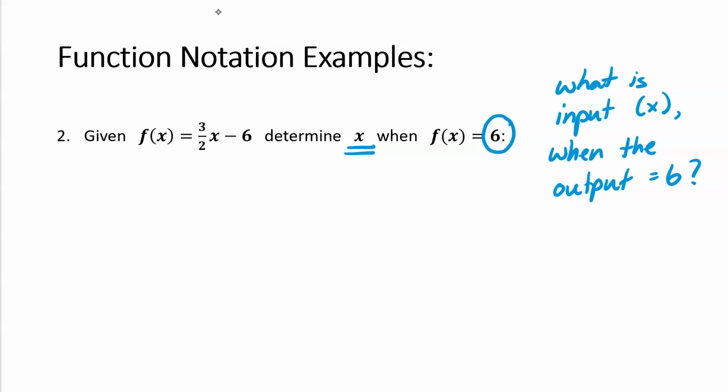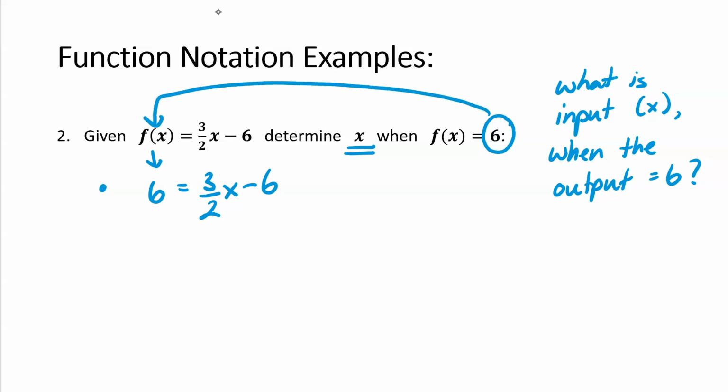So here it's saying f of x equals 6. So where you see f of x, put in the 6. And then you have that equaling 3 over 2x minus 6. And then you try to solve that equation. Okay? So that's our starting point. f of x equals 6. So where we see the f of x, we write down 6. Now we solve for the input.